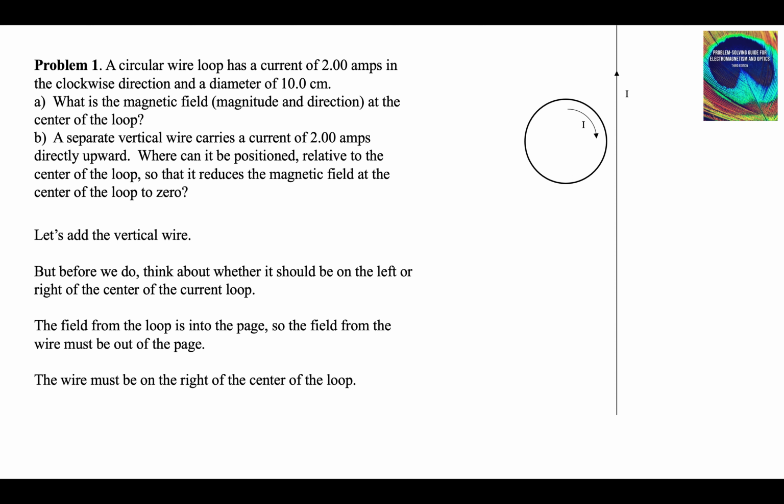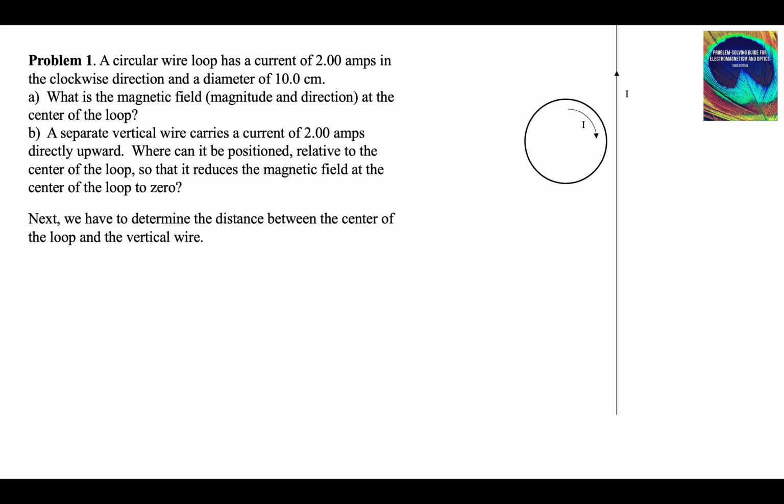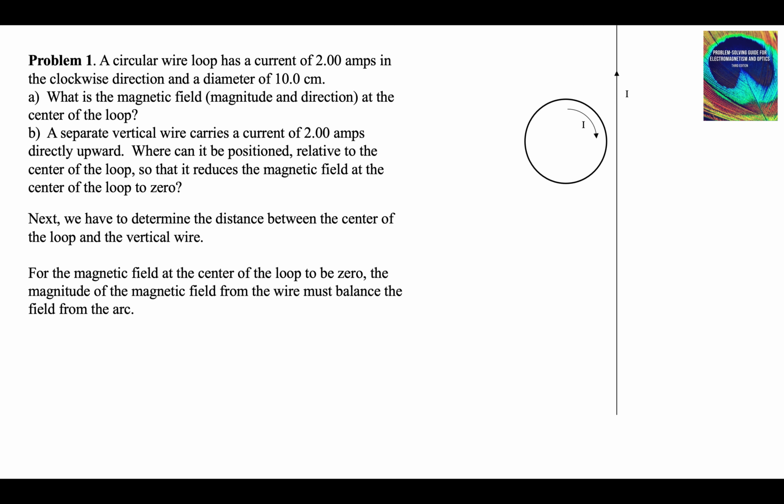There it is. Somewhere over here, if we stick our thumb along the current here, it's directly out of the page. The field from the arc is directly into the page. So we're trying to cancel the field right here. Now we have to figure out where to put that vertical wire. The fields must balance, equal in magnitude, opposite in direction.